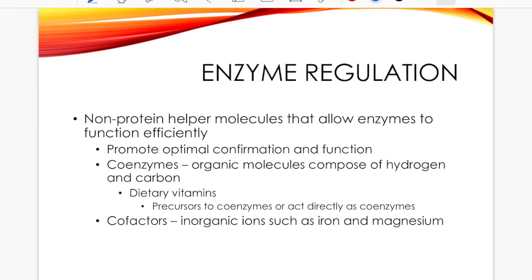Or maybe there's a situation in the cell where they need a product, but they don't need it all the time. They only need it sometimes. So at the times at which the product is needed, the enzyme is turned on so that the product can be made.